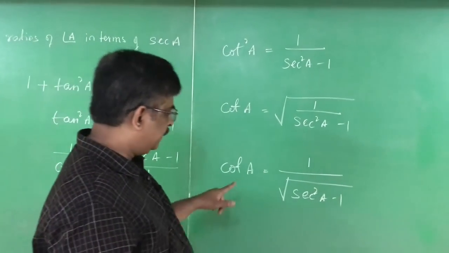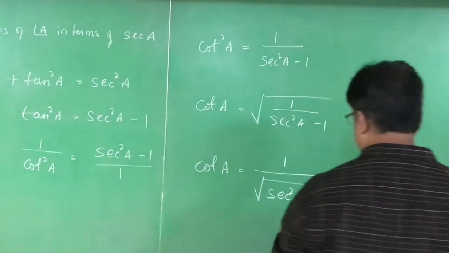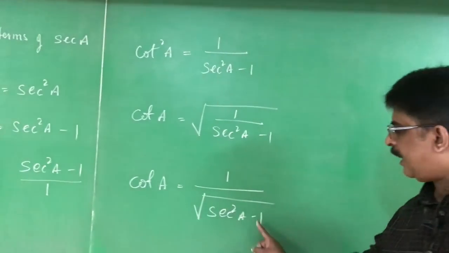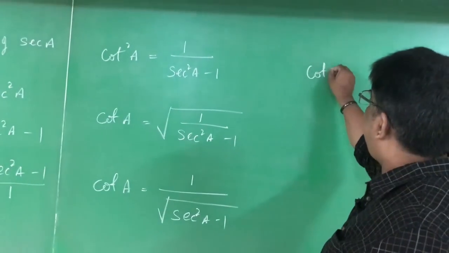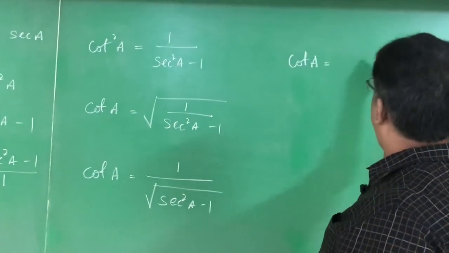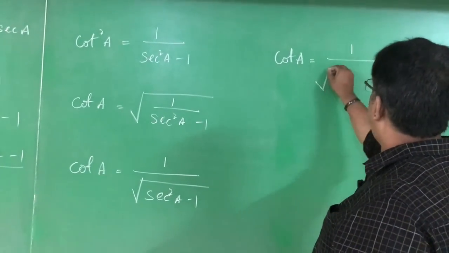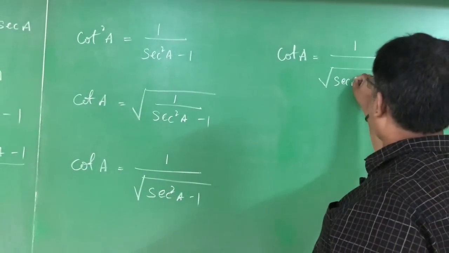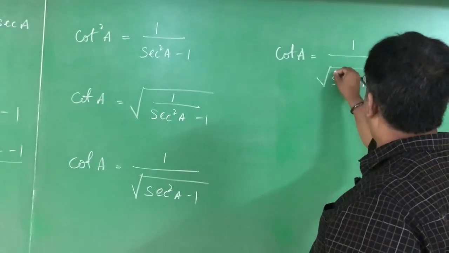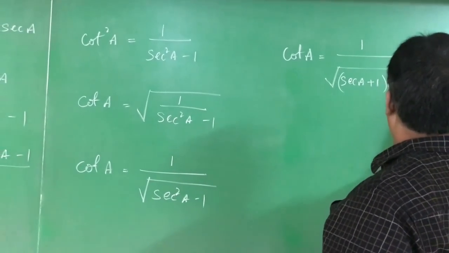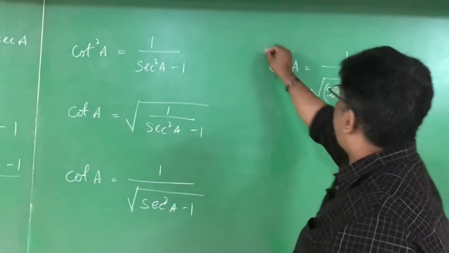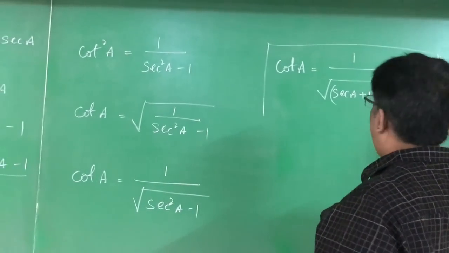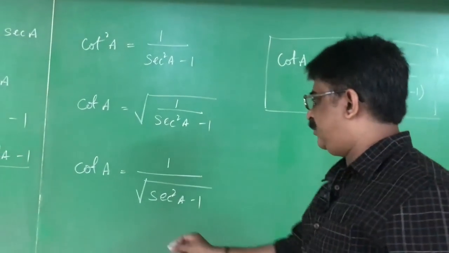Or I can write this one, because this is secant square A minus 1, it is in the form of a square minus b square. I can write this one as cot A equals 1 by square root of secant A plus 1 into secant A minus 1. This is also one other method. You can write like this also, or you can write like this.